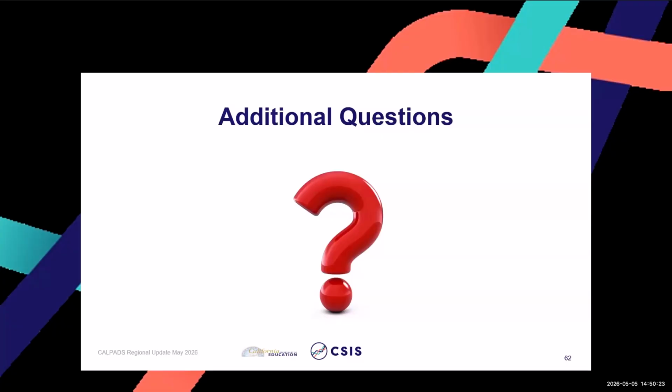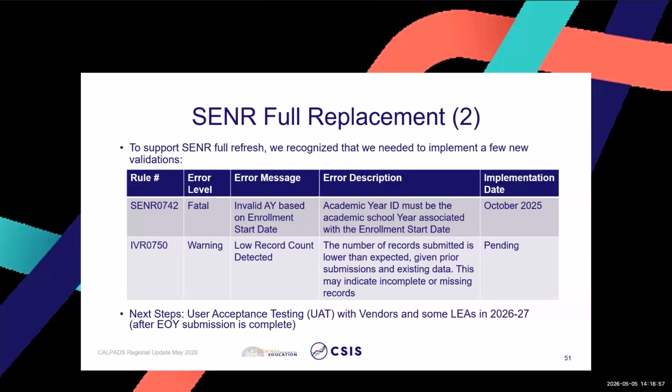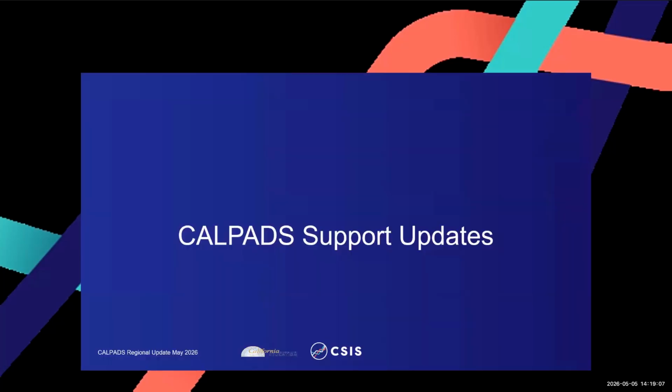All right, Lori asked a question at 2:18 that is related to the job classification code and course attributes update that we provided earlier in this section. So Lori will provide an answer to your question in writing in that Q&A box. But just to keep on topic and keep trucking along for timing's sake, let's move from the discussion of the SENR full replacement and from the looking ahead at the 26-27 academic year section. We'll move into discussing CALPADS support updates here.